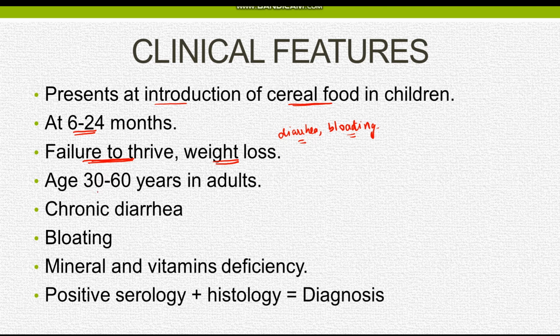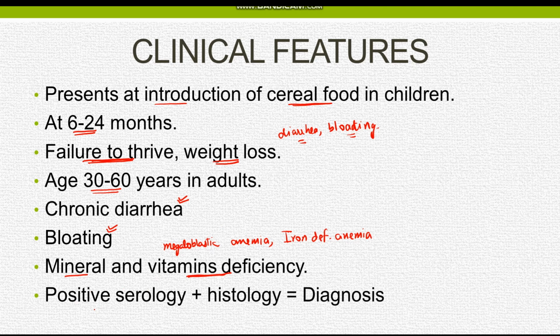In the adults, the disease might present between age 30 to 60 years, and the chief complaints are chronic diarrhea, bloating, and the secondary effects of celiac disease due to mineral and vitamin deficiency might also be present, such as megaloblastic anemia due to failure of vitamin B12 absorption, and iron deficiency anemia due to lack of iron absorption.